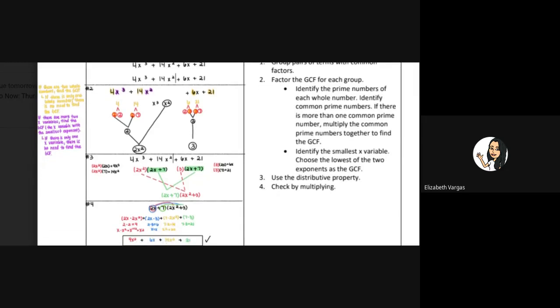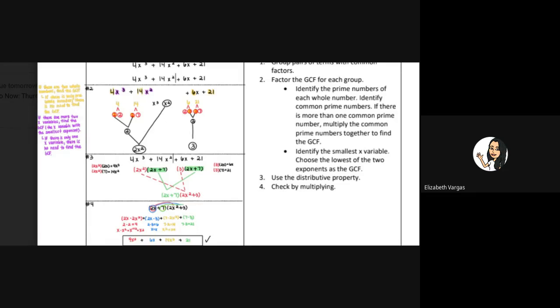Because I had 2 whole numbers here, I want to take the greatest common factor, those prime numbers. They only share 1, 2, so I'm just going to drop down 1, 2. Then because both of them have x's, I want to find the greatest common factor of those 2 x's, which is just going to be the smallest value. That's stated right here: identify the smallest x variable, choose the lowest of the 2 exponents as the greatest common factor. So there I factored out this, and I'm putting that together. So 2x squared. You can see me putting that together.